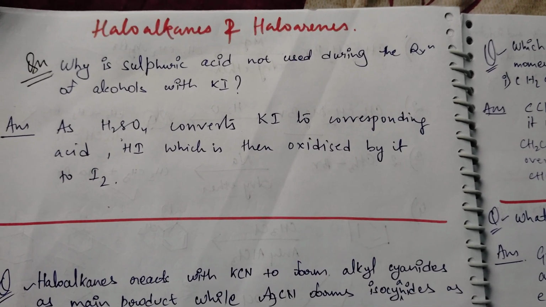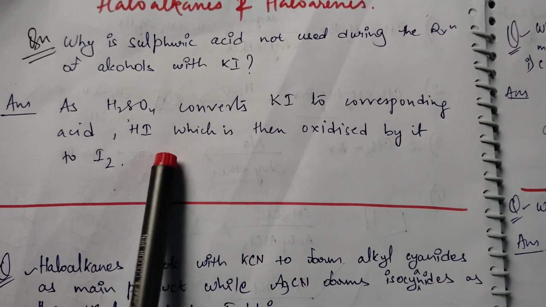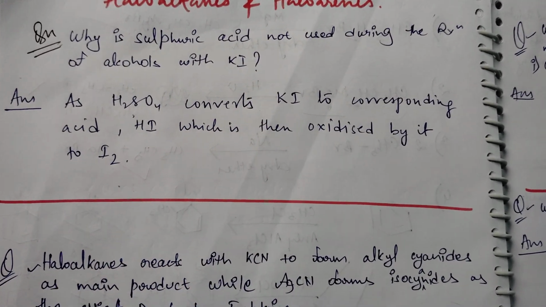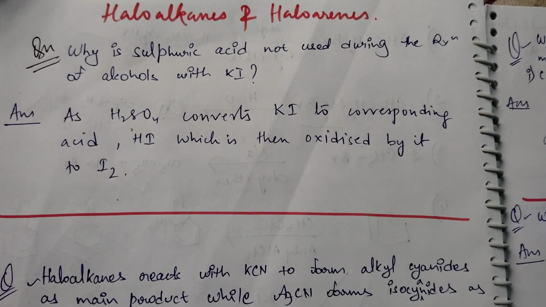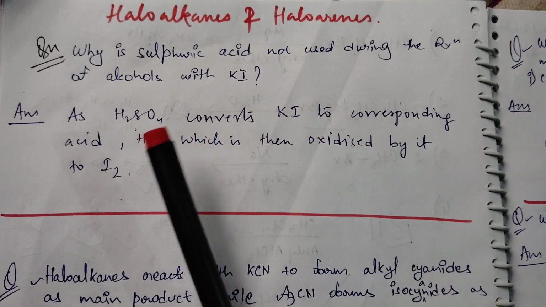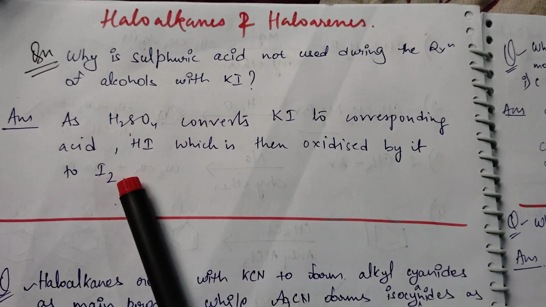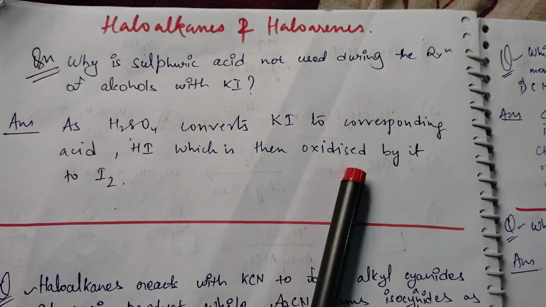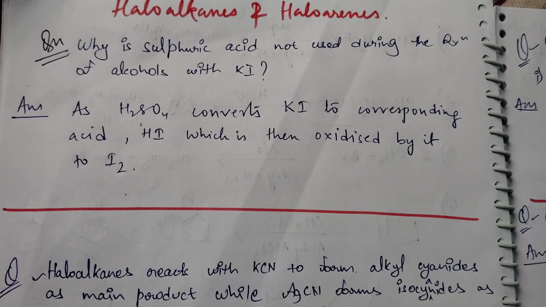The first question is, why is sulfuric acid not used during the reaction of alcohols with KI? So the answer is, H2SO4 converts KI to HI, which is then oxidized by it to I2. So I- is not available for substitution.